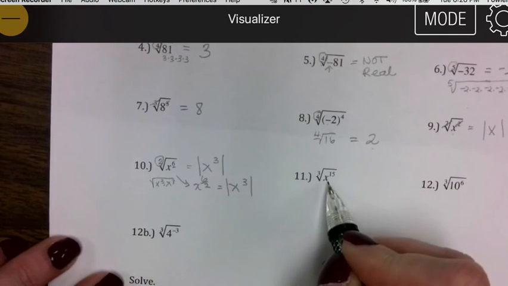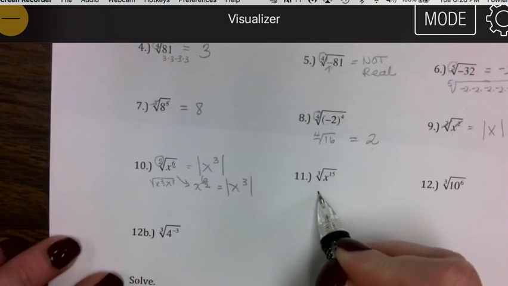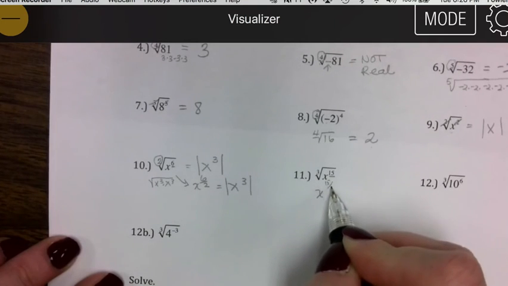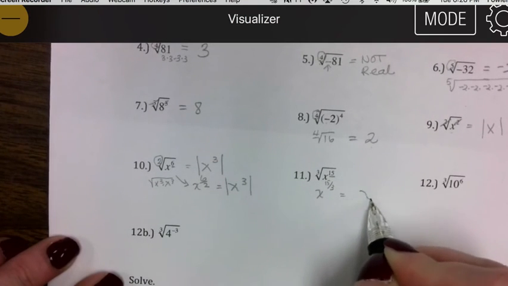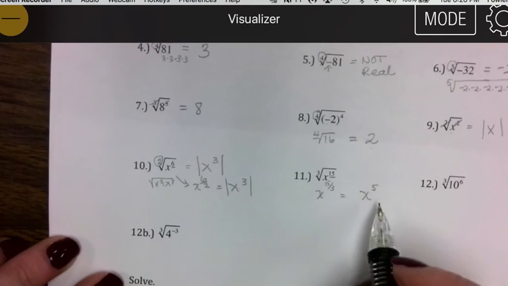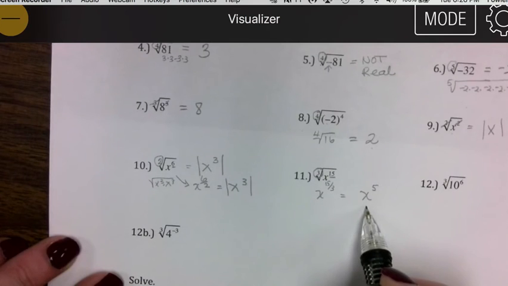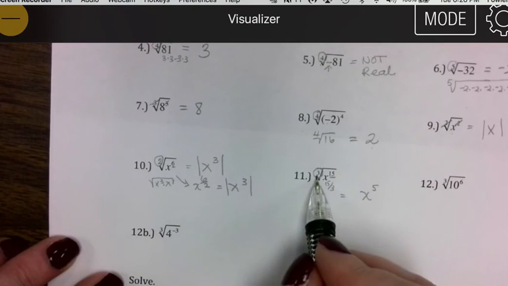So here, if I change this to a fractional exponent and take inside over outside, so 15 over 3, I end up with x to the 5th. Because it's an odd index, I don't put absolute values on there because it could be negative, and that's okay with an odd index.